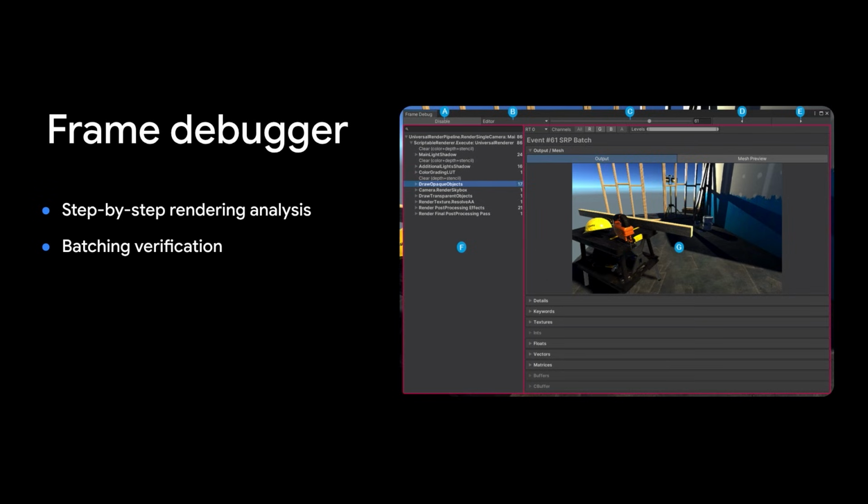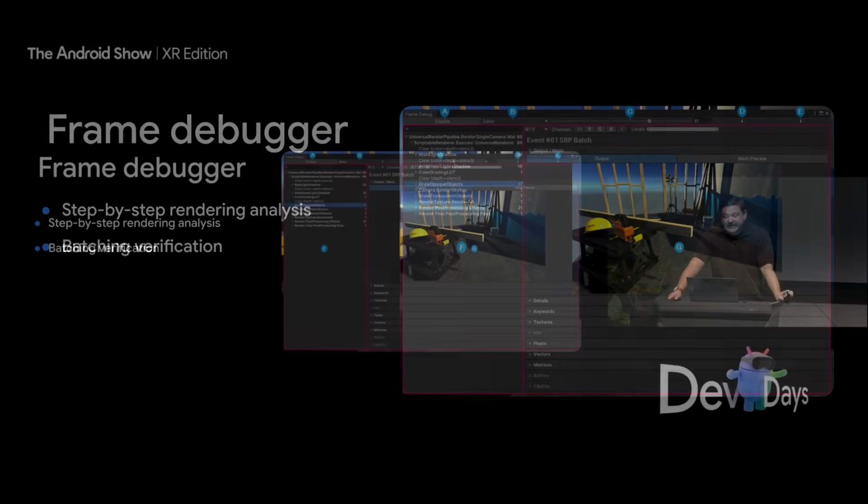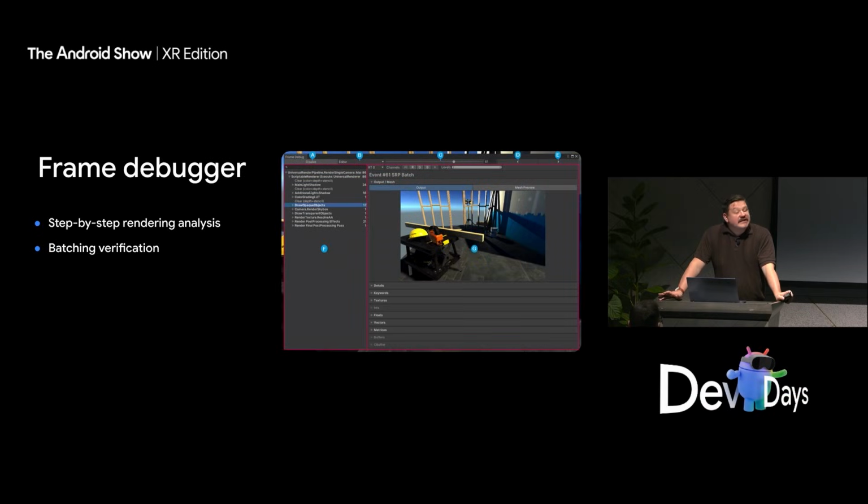Next, we have the frame debugger. So the frame debugger is built into Unity. It's great for understanding how your scene is being rendered frame by frame. It shows you the sequence of draw calls and lets you step through them to verify your optimizations are working as expected. Want to confirm that the SRP Batcher is working?